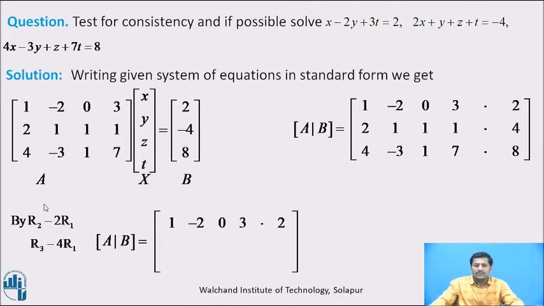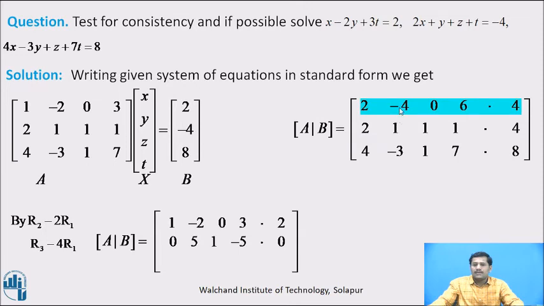Now performing the first transformation R2 minus 2R1, multiplying row number 1 by 2, we get these entries, then subtracting from R2. So this is 2 minus 2 is 0, 1 minus of minus 4 is plus 4, that is 1 plus 4 will be 5, and 1 minus 0 is 1, 1 minus 6 is minus 5, and 4 minus 4 is 0.